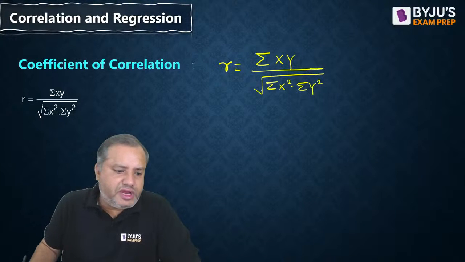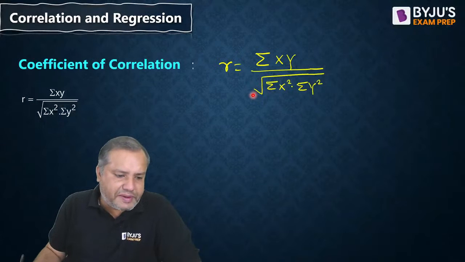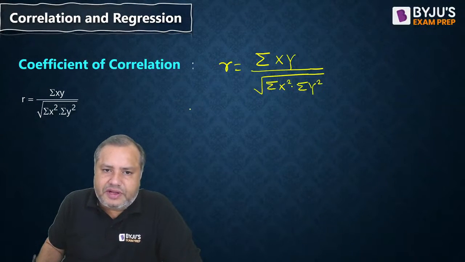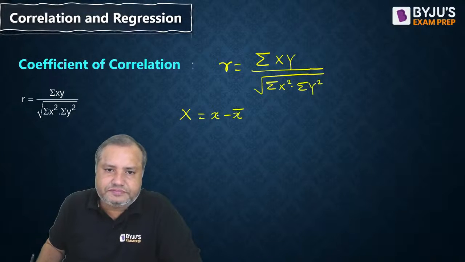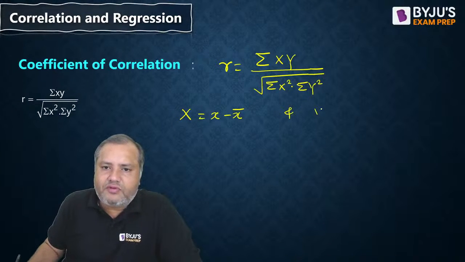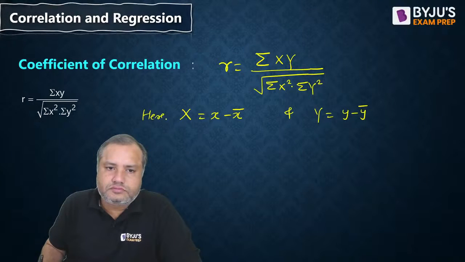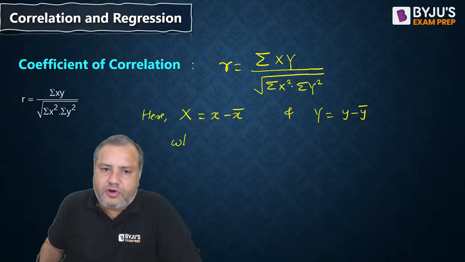Now, what do you mean by this capital X and capital Y? Capital X is x minus x bar and capital Y is y minus y bar. Where, what is this x bar? x bar is the mean value of x.